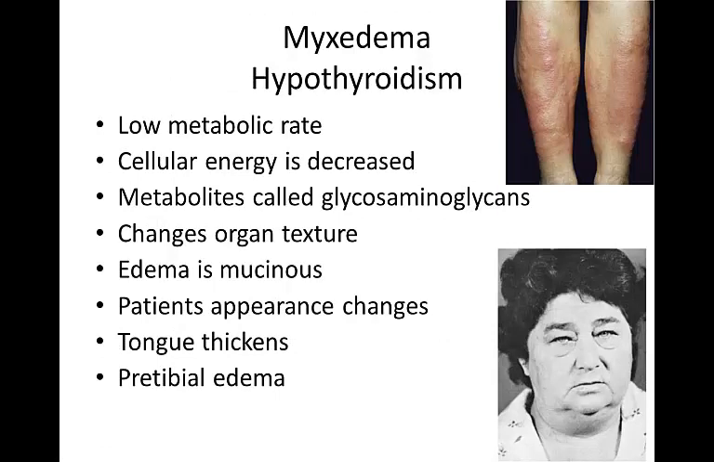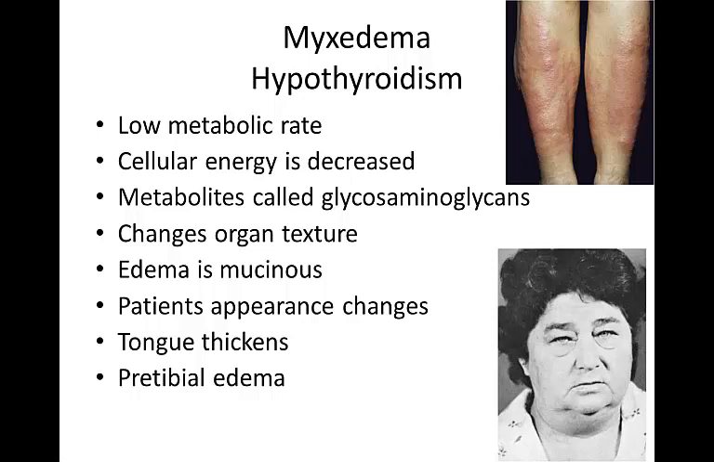Myxedema often describes the more extreme, severe cases of hypothyroidism. You'll have most tissues and organs affected by the low metabolic rate, so the cellular energy is decreased and metabolites build up. Metabolites are compounds of proteins and sugars that build up in the system and inside the cells that increase mucus and water and change organ structure.